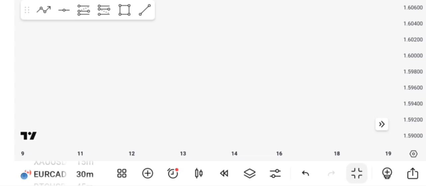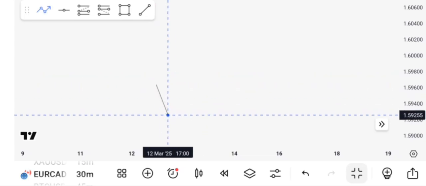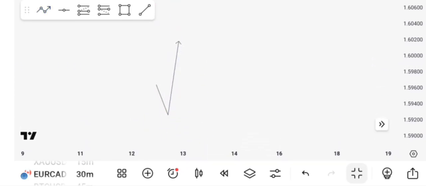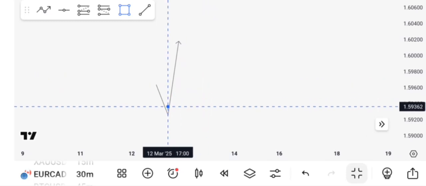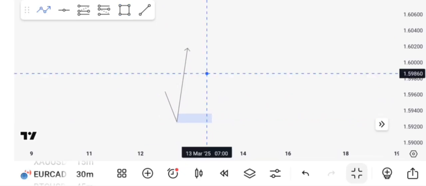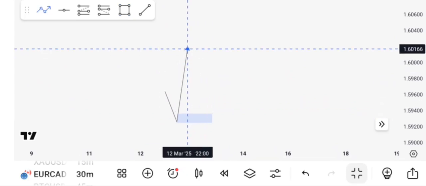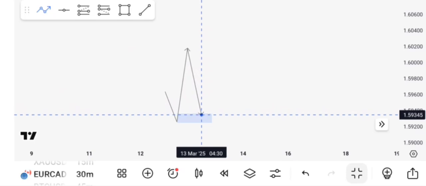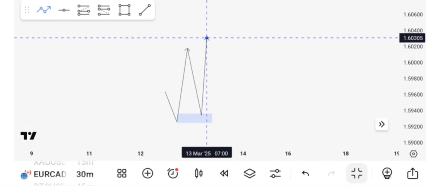So breaker block. A breaker block is simply a failed order block. A breaker block is an order block that fails to hold, but we will now use it in the opposite direction. Now let's just say we have a bullish order block here. Naturally, the market is supposed to come and tap this bullish order block, then buy to the upside.